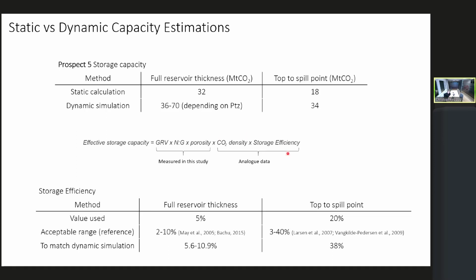This is a number that's used, and I think there's a lot more work that could be done on this, especially to use it for local calibration, because the current range of acceptable values is 2 to 10% for the full reservoir thickness, or 3 to 40% for the top to spill point. We originally used the middle of these, and you can see from our dynamic simulation that we are actually reaching the upper end of this. So we would have had to use storage efficiencies of this and this, i.e. the top end. So I think a lot more work can be done on this to make it viable for static calculations in the future, to really reduce that uncertainty of how much CO2 can actually be stored in these structures.